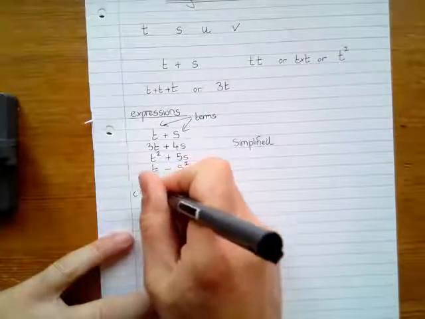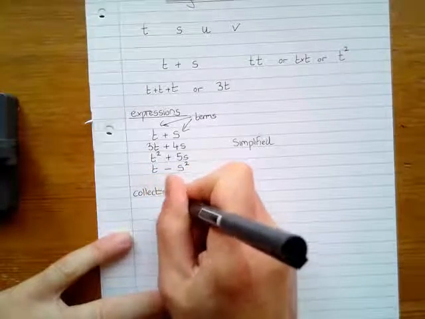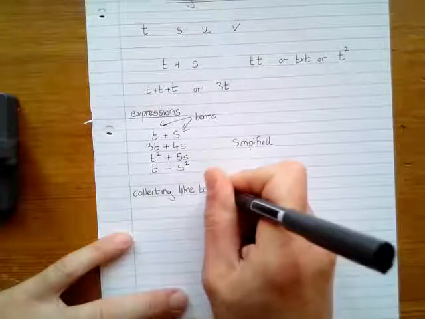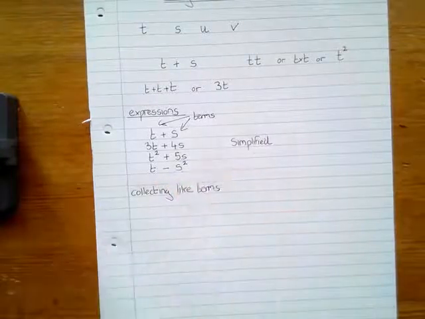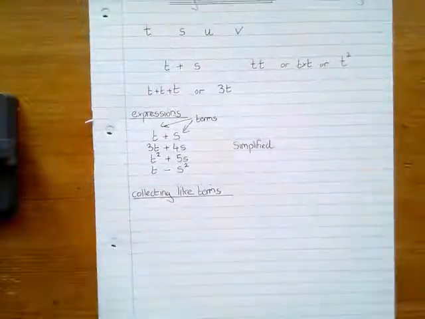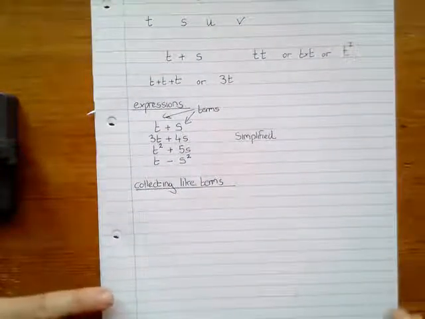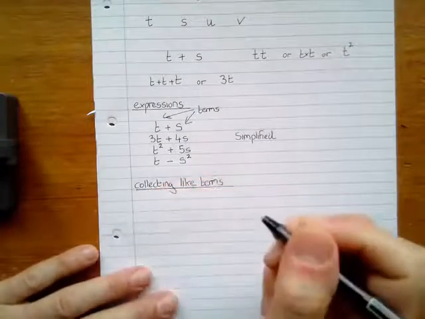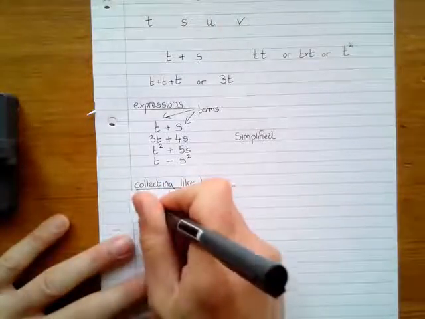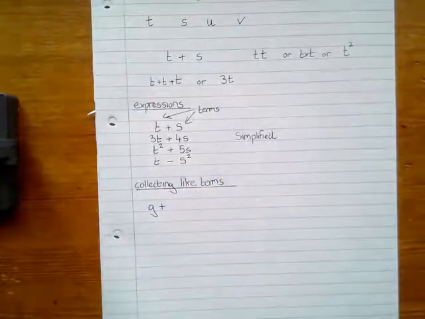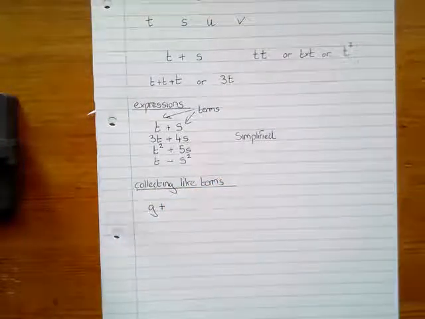We're going to be doing work on collecting like terms. And I'll start you off with a couple of very simple examples before I show you your questions for today. Remember you have done all this with Miss earlier in the year. So for example, if I said to you, G plus, I don't know why I've suddenly started using G. I've been using T, S and U and V, and now I've suddenly gone to G. But it doesn't matter.